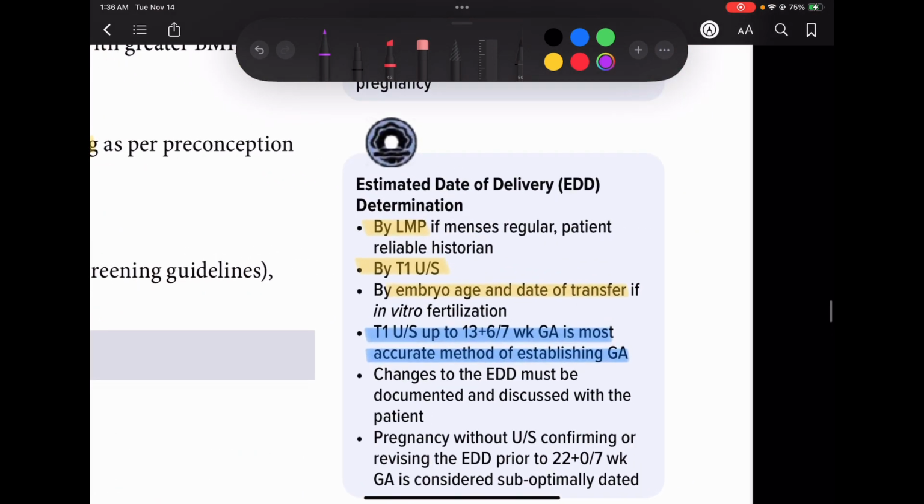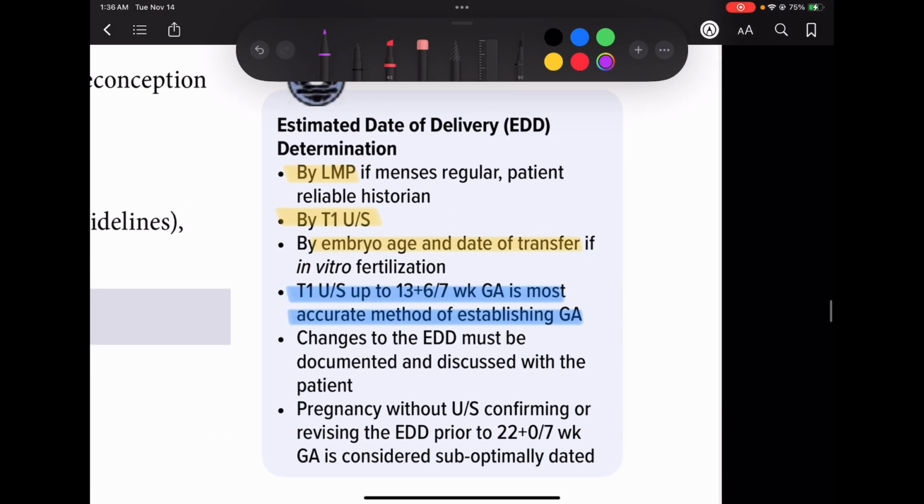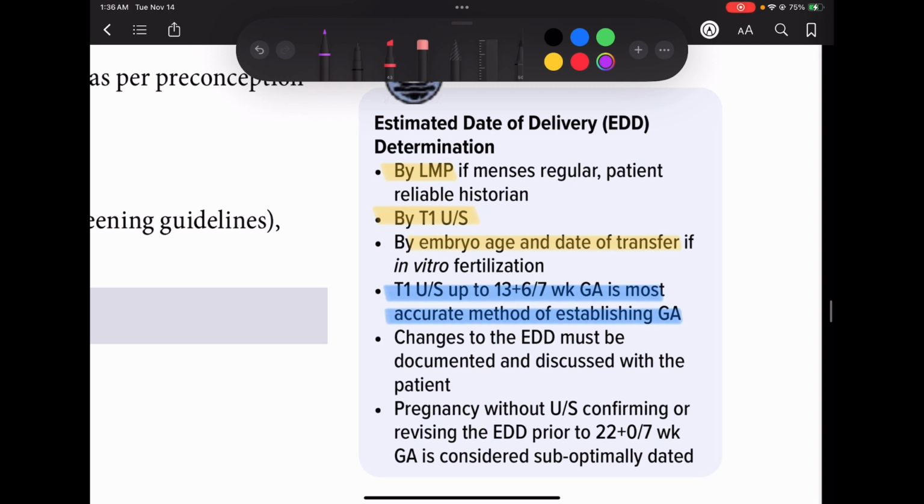We also have this little box in which they tell us about the estimated date of delivery determination. There are many ways we can determine the estimated date of delivery. We can estimate it by the last menstrual period. If menses are regular and the patient remembers well, then well and good, but if not, then you have to go with the first trimester ultrasound. And if there is any in vitro fertilization, we have to go by the embryo age and date of transfer.